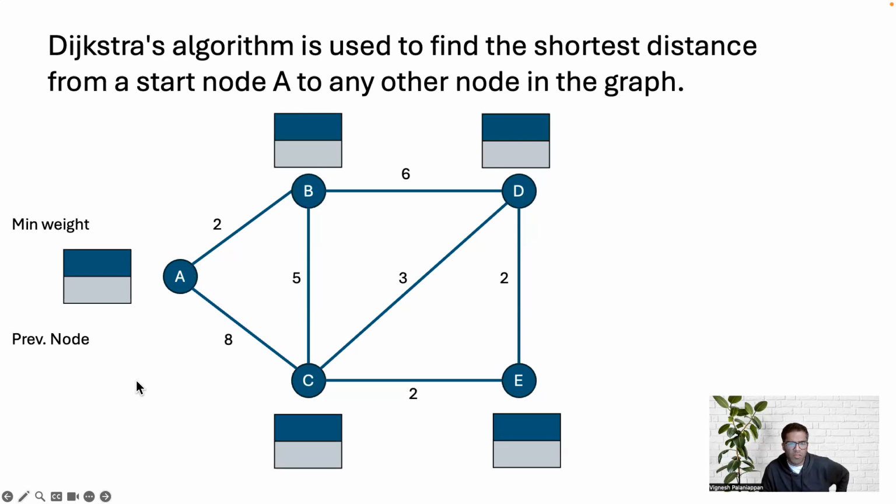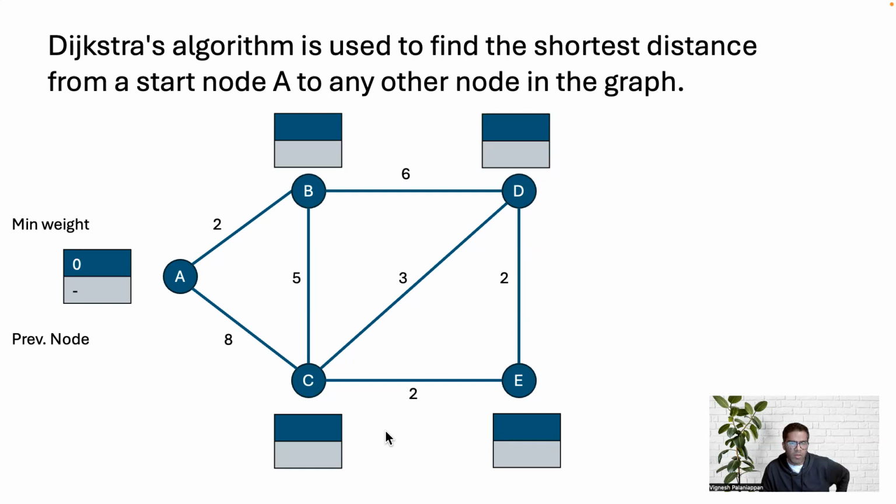So the first thing we do to run Dijkstra's algorithm is to set up these boxes at each of the nodes. And what we do with these boxes is basically keep track of what is the minimum weight to get to that point, and what was the previous node that we were at before we got to that point. So once we've set this up, we can start going through the process.